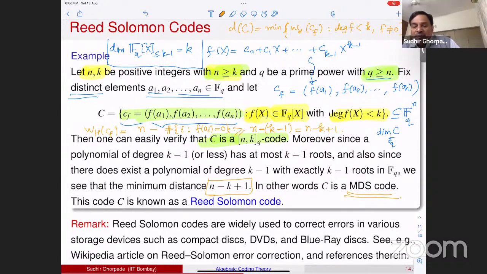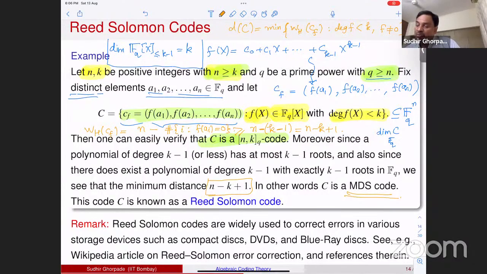So let me just mention in passing that these are exactly the sort of codes which are used to correct errors in lots of storage devices like compact discs, DVDs, Blu-ray discs. Okay, you can, for example, look at the Wikipedia article. Just Google Reed-Solomon error correction, and you will get a lot of technical information if you're interested. I don't have too much time, but I want to mention just one more class of codes.